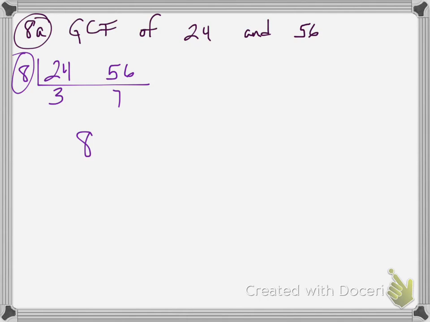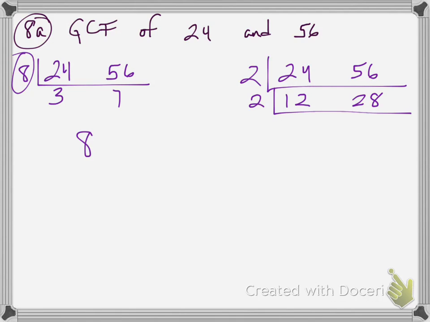But what if you didn't guess 8 right off the bat? Well, there are other ways to do this. You might have said, well, they're both even, so I could just do 2. And that works. 2 goes into 24 12 times, and 2 goes into 56 28 times. Is there anything that goes into 12 and 28? Well, 2 again. 2 goes into 12 6 times, and 2 goes into 28 14 times. Is there anything that goes into 6 and 14? Well, 2 again. 2 goes into 6 3 times, and 2 goes into 14 7 times. Oh, look, 3 and 7, just like we had before.